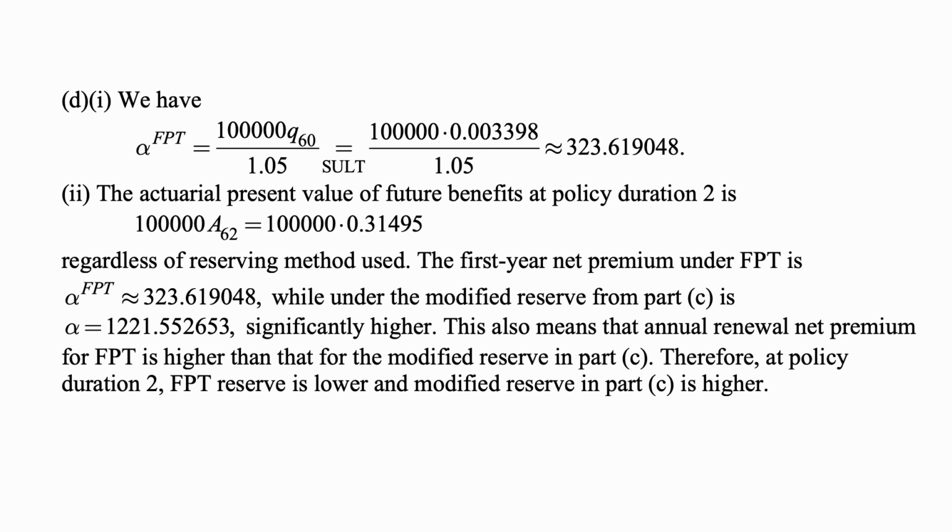The actuarial present value of future benefits at policy duration 2 is 100,000 A62, so it's 100,000 times 0.3495, regardless of reserving method used. The first-year premium under FPT is 323.619048, while under the modified reserve from Part C, it is 1,221.552653, significantly higher. This also means that the annual renewal premium for FPT is higher than that for modified reserve in Part C. Therefore, at policy duration 2, FPT reserve is lower and modified reserve in Part C is higher.